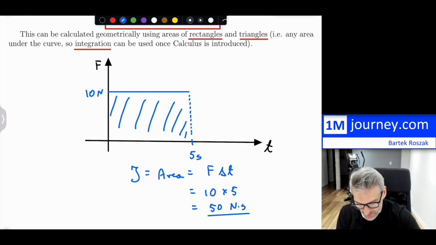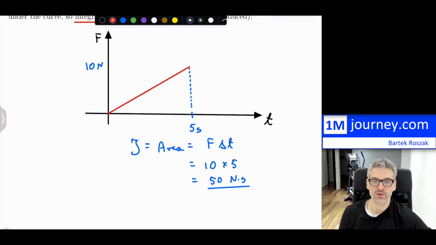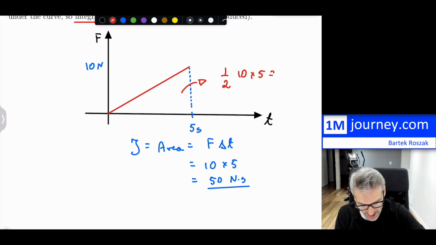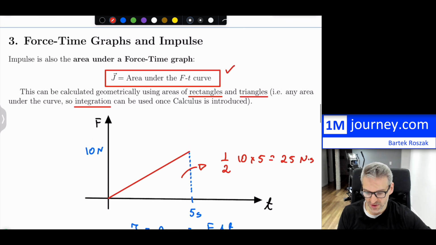If it turns out that you have triangles or anything else for that matter, so let's say I would change this up, and instead we have something like this, obviously the area under the curve is not going to be just force times your delta t in this case. Here we would have a triangle, so that would be 1/2 times your base and your height. So in this case, it would be 1/2 times 10 multiplied by 5, and of course that would be 25 newton seconds, and that would be the impulse. And you can now combine rectangles, triangles, or anything else that you would have. Okay, so that gives you a sense and an introduction to these force-time graphs and impulses if you do run into them.